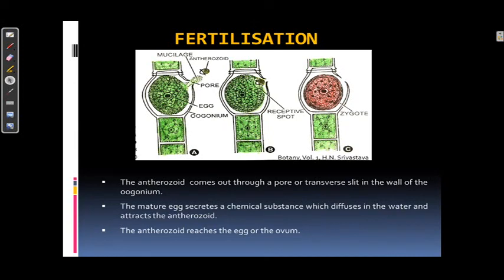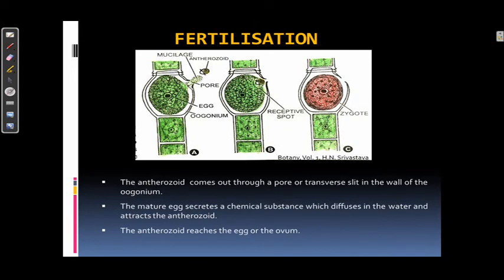Now the next part is, these gametes have to come together and there will be fusion of nuclei along with the protoplasm, as a result of which a diploid structure will be formed, which is called zygote, and the process is known as fertilization. So, the antherozoids come out from the pore or a slit which is formed on the oogonial wall.